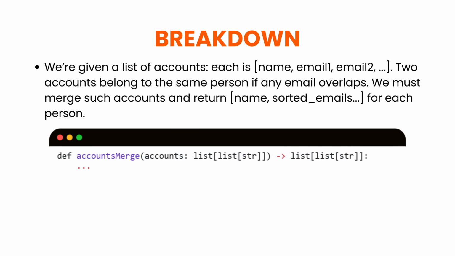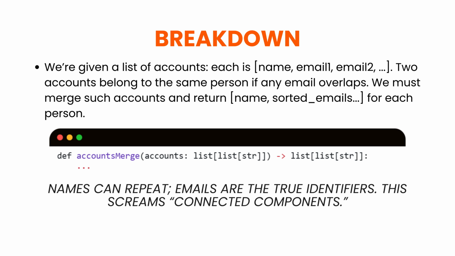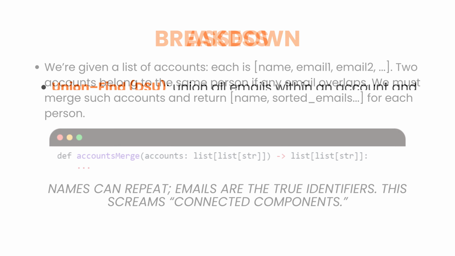Let's break this down. We're given a list of accounts. Each is name, email 1, email 2. Two accounts belong to the same person if any email overlaps. We must merge such accounts and return name, sorted emails, for each person. Names can repeat, emails are the true identifiers. This screams connected components.